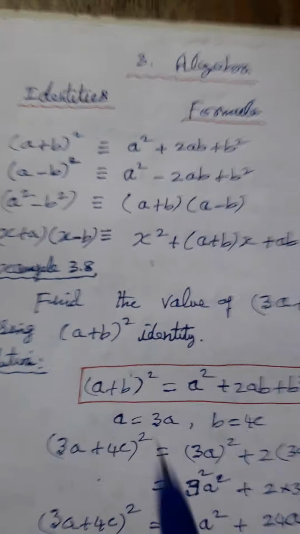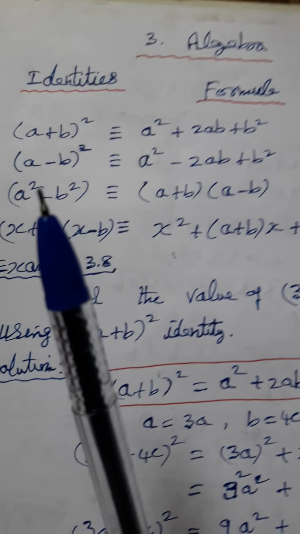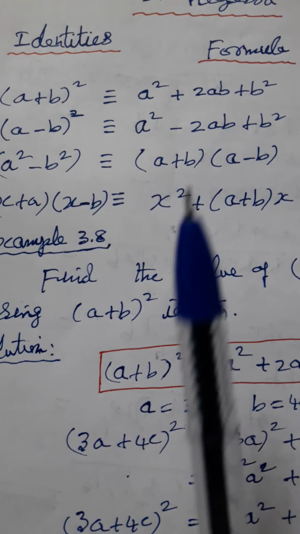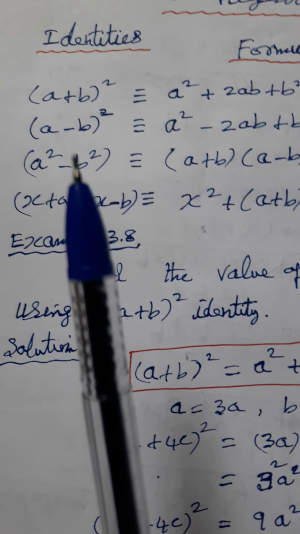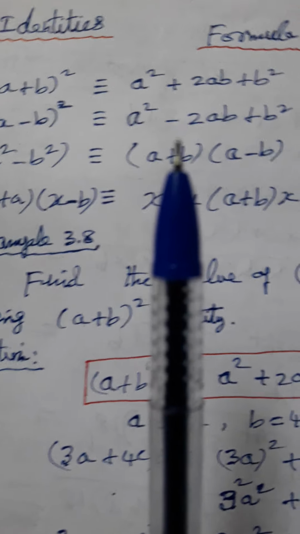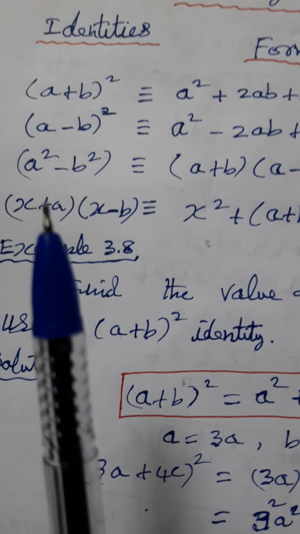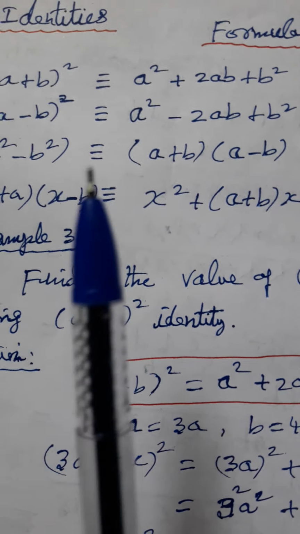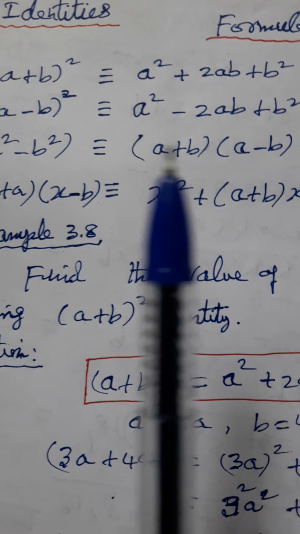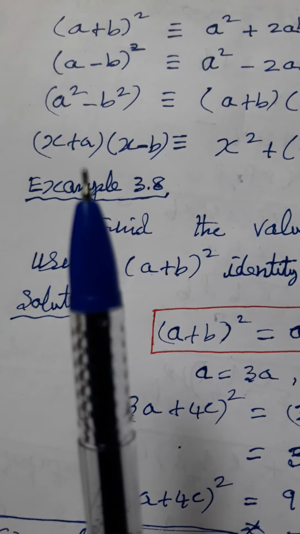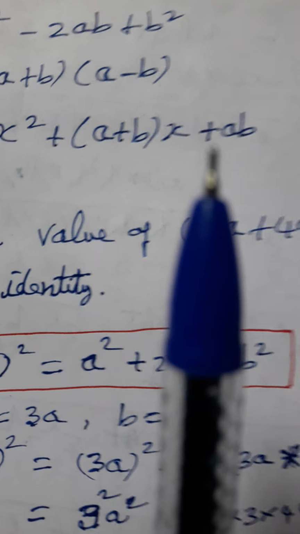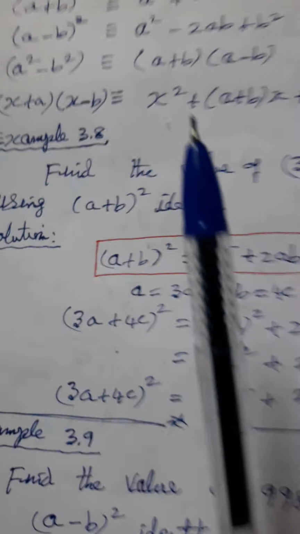So far we have seen 4 identities. (a + b)² = a² + 2ab + b² for one example. Then (a − b)² = a² − 2ab + b² for another example. a² − b² = (a + b)(a − b), this identity we have seen in 2 examples. And finally (x + a)(x + b) = x² + (a + b)x + ab. So go through it clearly.